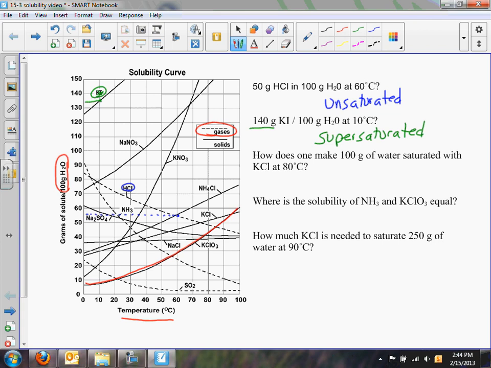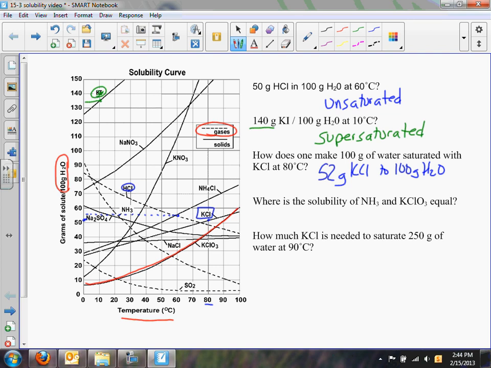The third question, how do you make a saturated solution of KCl? Well, this is my KCl line right over here. If I go to 80 degrees and read up, that's my mark. And then if I follow that across, to me it looks like we're about here. So I would say if you added 52 grams of KCl to 100 grams of water, it would be saturated.